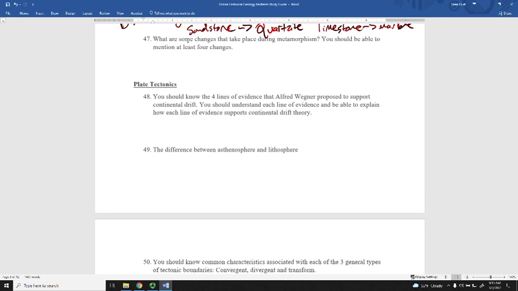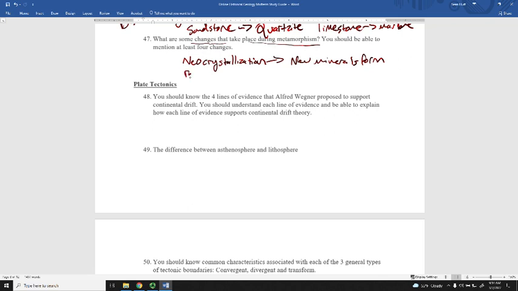All right, so what are some changes that take place during metamorphism? There's a lot of different things that happen. You can get neocrystallization. That's when new minerals form. Things like, for example, there are minerals that are solely metamorphic minerals, like kyanite or andalusite or sillimanite, garnet, things like that.